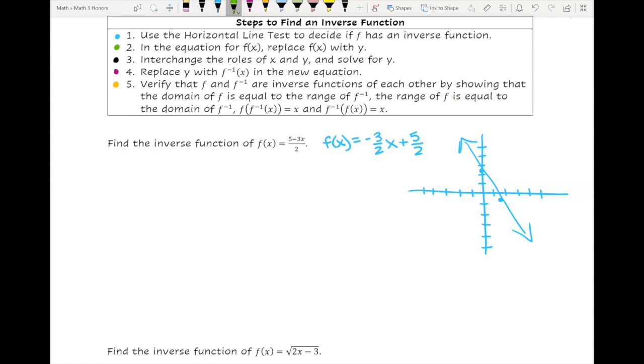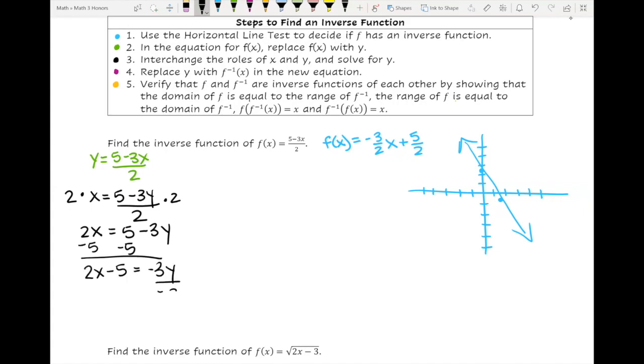On to step number 2. In the equation for f of x, replace f of x with y. So instead of f of x equals, I have y equals the 5 minus 3x all over 2. Next step is to interchange the roles of x and y and solve for x. So instead of y equals, I have x equals, and instead of 5 minus 3x, I have 5 minus 3y all over 2. So to solve for this y, I will multiply by 2 on both sides. Now I will subtract 5 from both sides and divide by -3 on both sides.